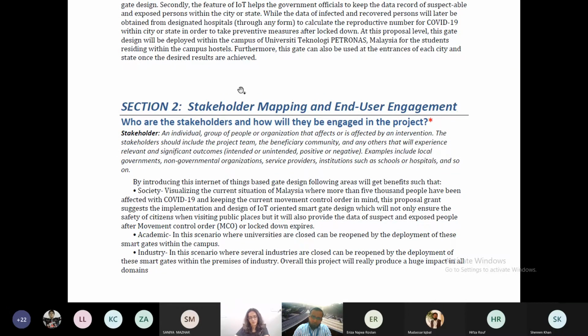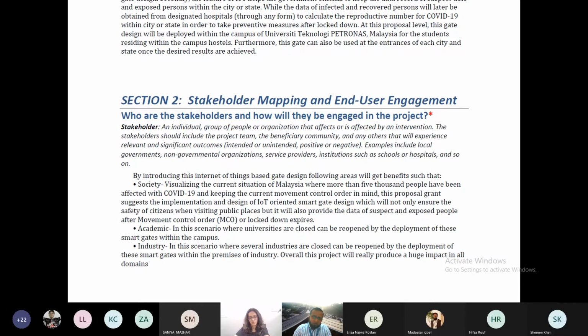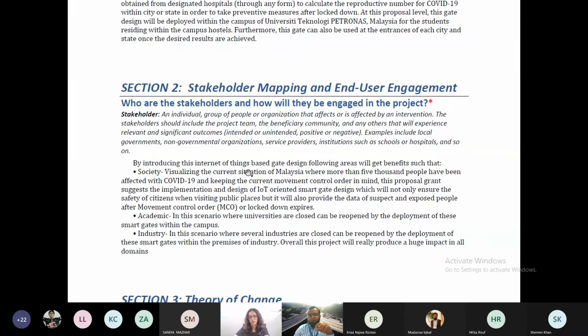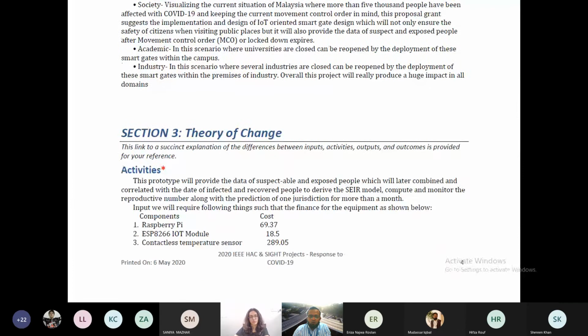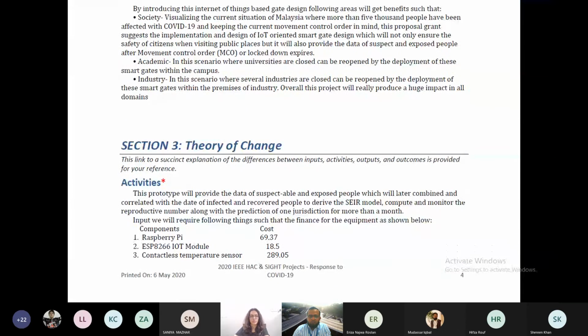Like the stakeholder mapping and end user engagement. Over here you can provide a short description of how it can impact society, academia and industry. This is how I mentioned it over there. After that, theory of change. Now, what do you mean by theory of change? Theory of change is actually the difference between input, your activities and output. What type of activities you will do, what type of inputs you have, and what type of output you will produce.